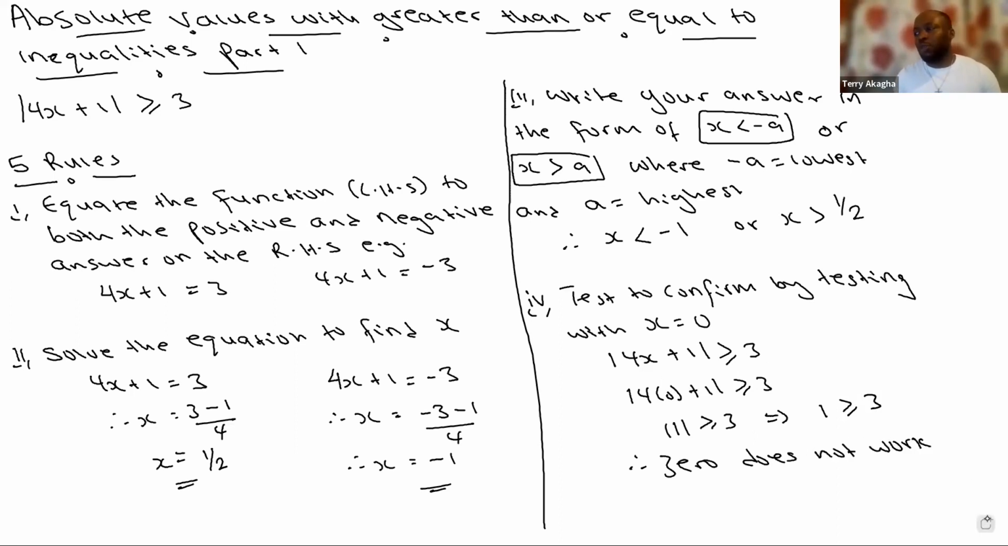Then the final, fifth rule is that you have to graph the function. Number 5, you have to graph the function.